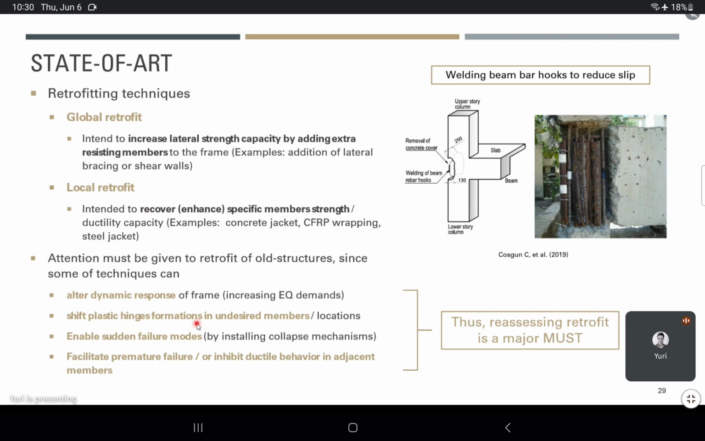So for example, I can enhance beams, and we are supposed to have beams fail under seismic loading instead of columns. So sometimes we can enhance beams, and then we can decrease the forces that are acting on the beams, and they go to columns. So they can decrease the performance of columns. So we have to be careful about this, which can enable sudden failure and facilitate premature failure. Okay, so reassessing the retrofit is actually something very important.